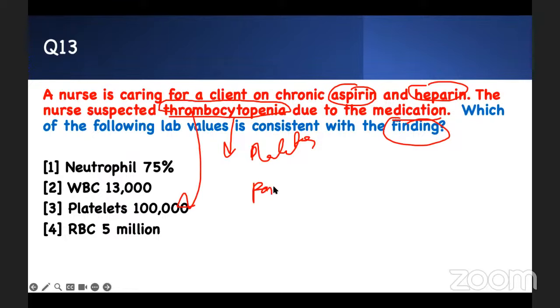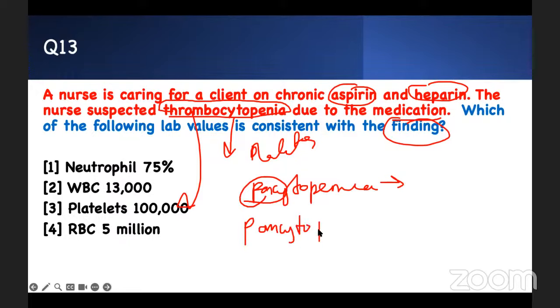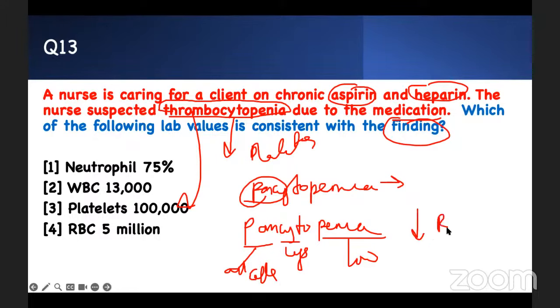If they say pancytopenia, sometimes people get confused. Pan means multiple. Break it down, let me write it. Pancytopenia, right? Penia means low. Cyto is the cells. Pan, all cells. You see what I've done? All cells are low. That means your RBC is low, your platelet is low, and your WBC is low. When they say pancytopenia, this is it.